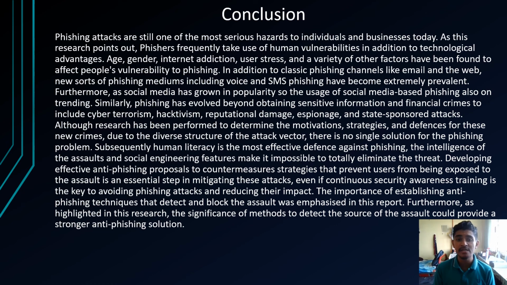Similarly, phishing has evolved beyond obtaining sensitive information and financial crimes to include cyber terrorism, hacktivism, reputational damage, espionage, and state sponsored attacks. Although research has been performed to determine the motivations, strategies, and defenses for these new crimes, due to the diverse structure of the attack vectors, there is no single solution for the phishing problem. Subsequently, human literacy is the most effective defense against phishing. The intelligence of the assaults and social engineering features make it impossible to totally eliminate the threat.